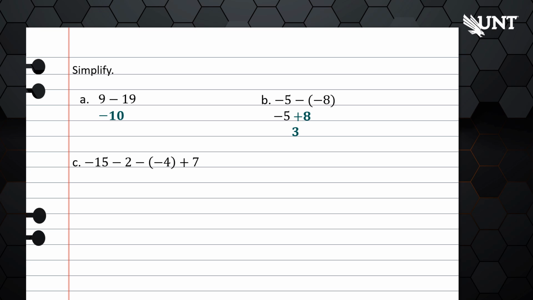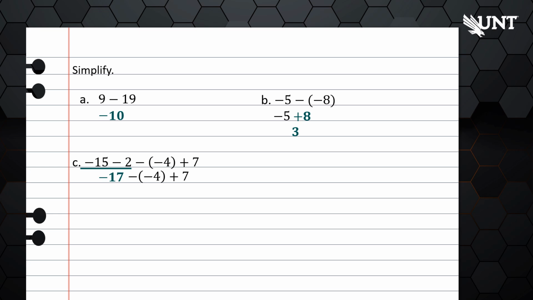Problem C reads negative 15 minus 2 minus, open parentheses, negative 4, close parentheses, plus 7. As I'm sure you can tell, this problem has more than just two values, so we do need to simplify in order from left to right. Starting on the left, we have negative 15 minus 2. Now recall, a number takes the sign directly in front of it. So that is a negative 15 and a negative 2. Since they have the same signs, we add and keep the sign, giving us negative 17.